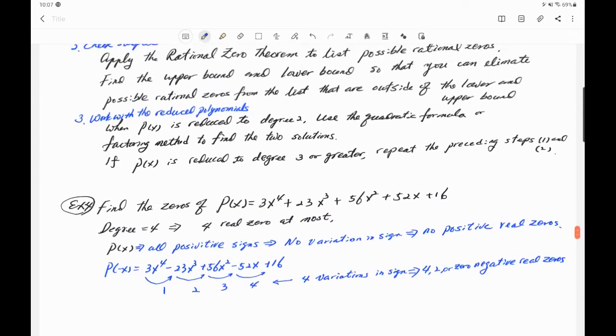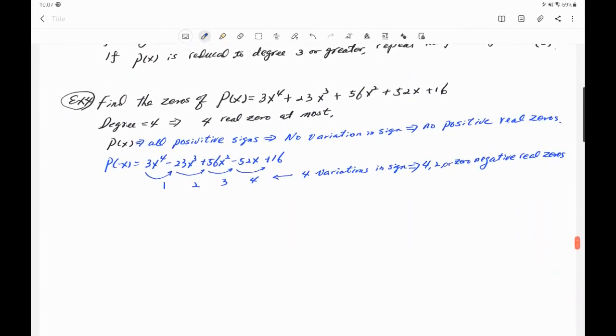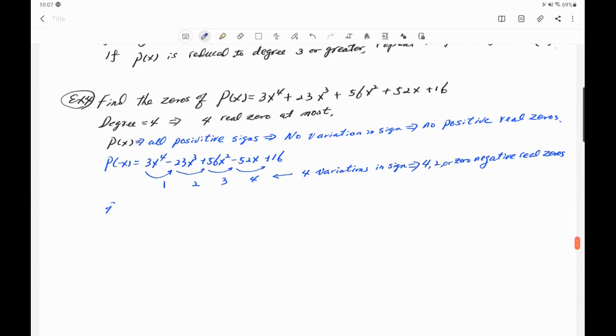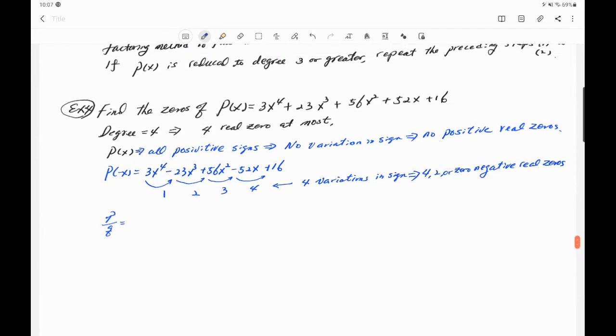Then number 2 is what? Check the suspects. We will use P over Q. We know that there are no positive real zeros, so we will ignore the positive numbers and deal with only the negative numbers. What is P? P will be the factors of 16, and Q will be the factors of the leading coefficient.